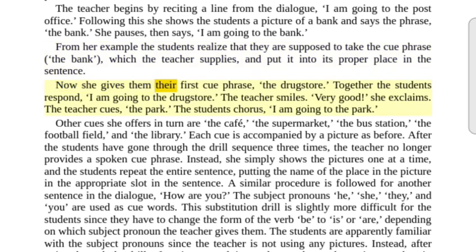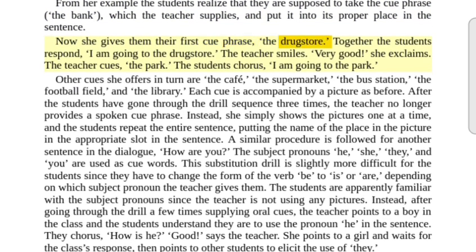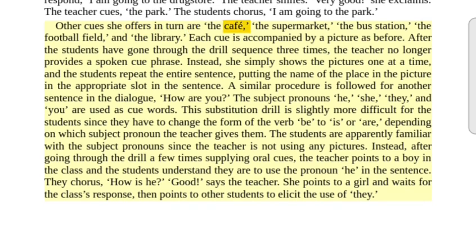Now she gives them their first cue phrase, the drugstore. Together the students respond, I am going to the drugstore. The teacher smiles. Very good, she exclaims. The teacher cues, the park. The students chorus, I am going to the park. Other cues she offers in turn are the cafe, the supermarket, the bus station, the football field, and the library. Each cue is accompanied by a picture as before.